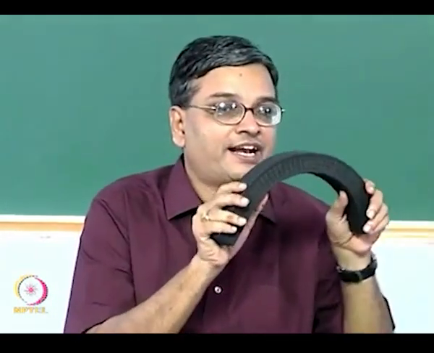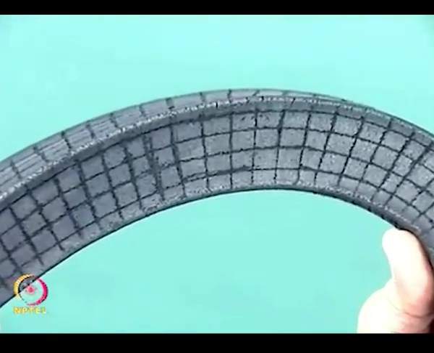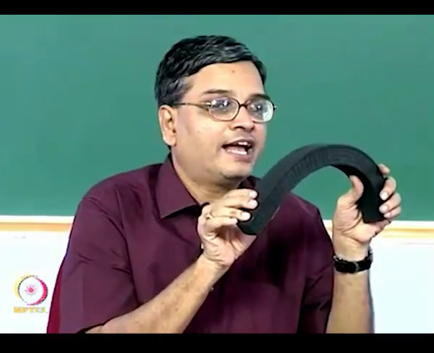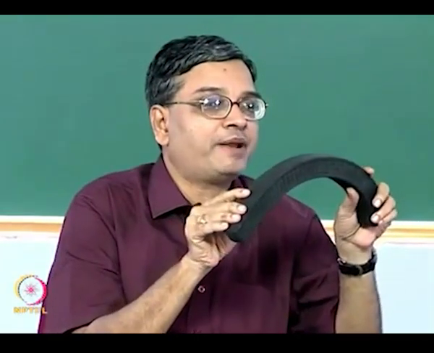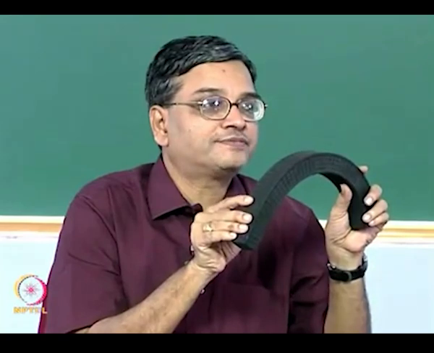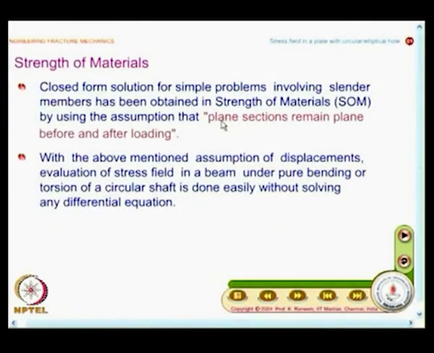Suppose I take it and bend it, if you look very closely, when I bend it, you would be able to see how the lines remain vertical, they get rotated, the plane sections remain plane, they do not change. So, that is the advantage. In the case of strength of materials, you have made this important assumption and you are very careful in selecting the kind of cross section. So, that also helped in solving your problem.